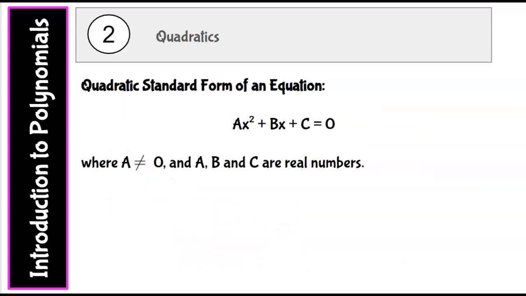This is what we call the standard form of an equation for a quadratic. So notice the x squared is first, and then we have the bx. We call this the linear term, and this is the constant term, and it's equal to 0. This is the standard form of a quadratic equation, where a is not equal to 0, because that would make it linear, and then a, b, and c are real numbers. So what you need to know from this is that the leading coefficient, the coefficient of x squared, is a, the linear coefficient is b, and the constant is c. And you need to be able to identify those as a, b, and c.